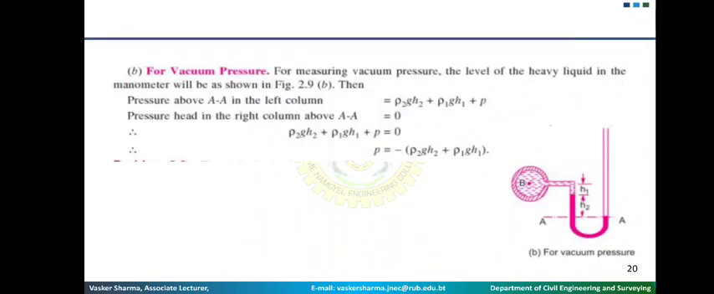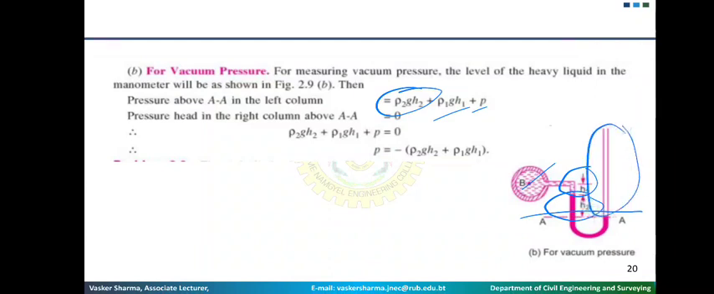Okay, P is the pressure of the fluid, and rho 1 g h1 is due to the fluid here, small h1, and rho 2 g h2 is due to the mercury at this minimum mercury datum. Okay, so based on this you equate, and the pressure at the right hand side is equal to 0. So you equate that and you get the pressure as negative.